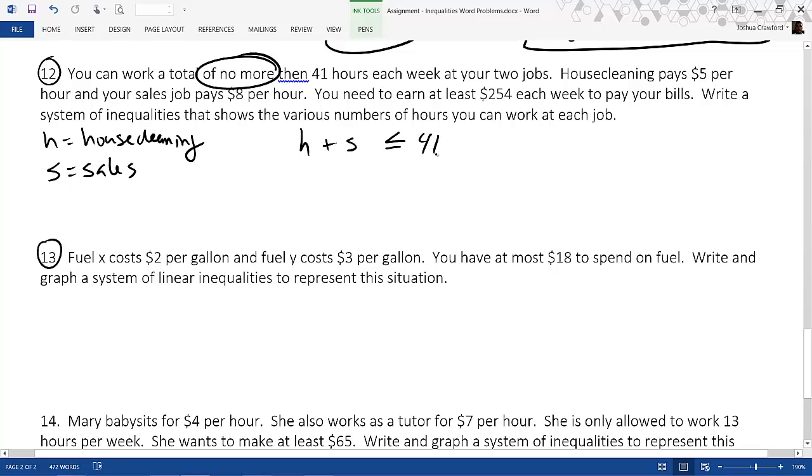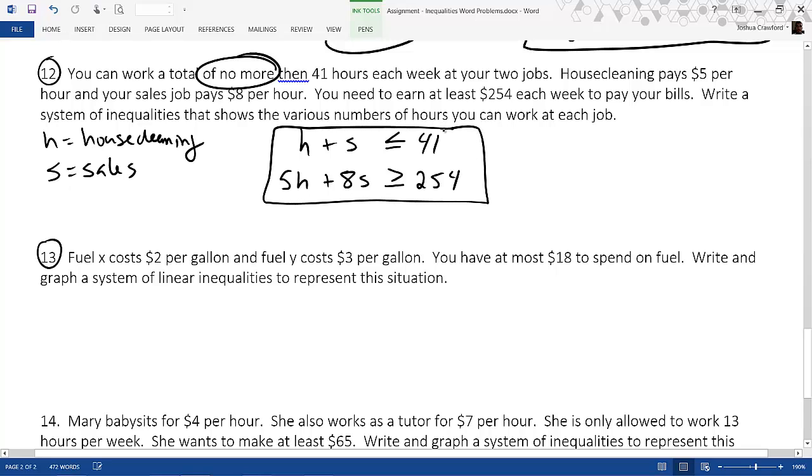But you need to earn at least $254 each week. So you need at least $254 each week to survive. It's $5 for house cleaning, so 5H plus 8S, $8 per sales, and you need greater than or equal to 254. And that is your system.